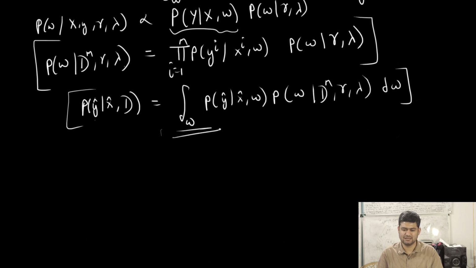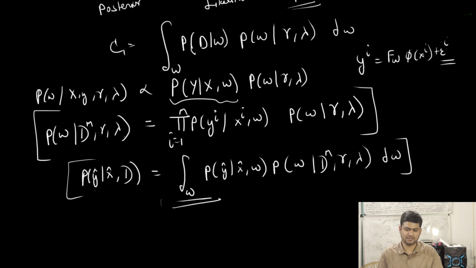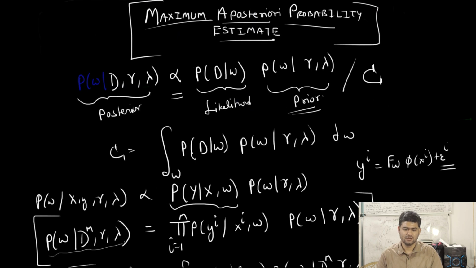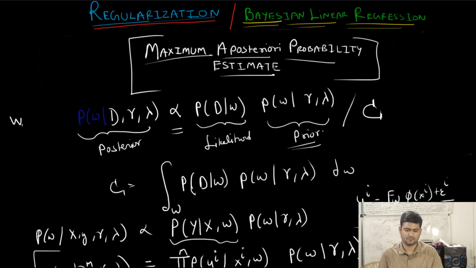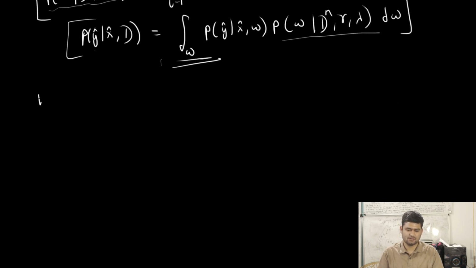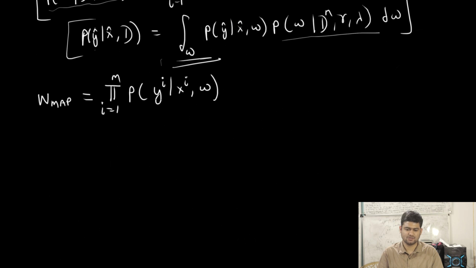But as we discussed, this integral is very hard to compute. That's why, instead of computing this posterior distribution, we just find an estimate W map, or maximum a posteriori probability estimate, which maximizes this posterior distribution, right? So W map is given by maximizing the posterior distribution, which is the product for i equal to 1 to m of P of yi given xi and W, so it is conditioned on W as well, times the prior information P of W given the hyperparameters of the distribution gamma and lambda.